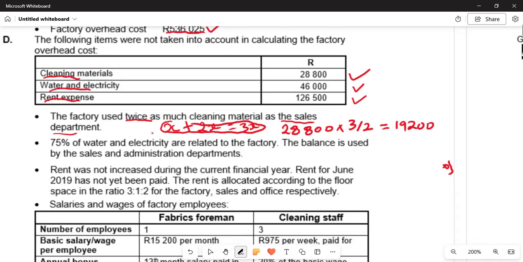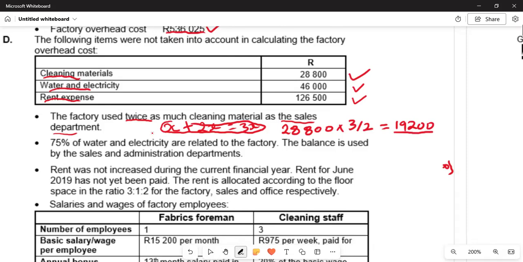As we are told that the factory used twice as much cleaning material, that is the ratio that they gave us. We don't know our X, we don't know our sales department. That is why it's represented by X. So it becomes 1 plus 2, which is 3. So you're going to say 28,800 multiplied by 3 out of 2. Then it will give us 19,200.